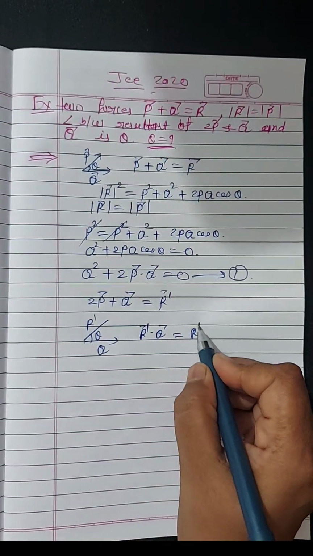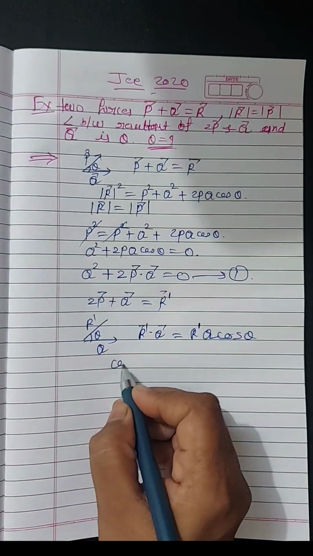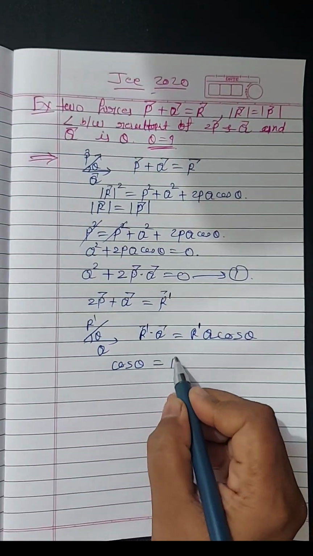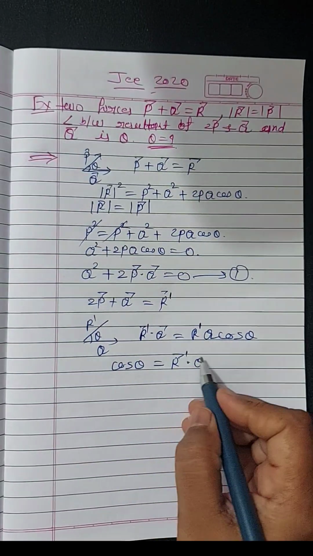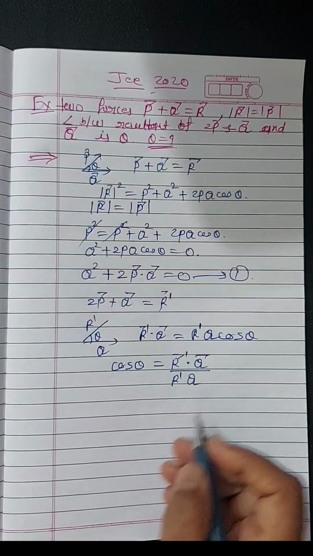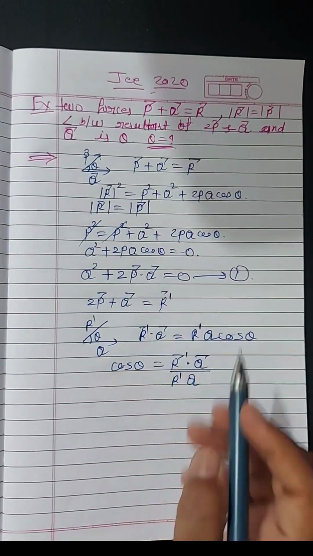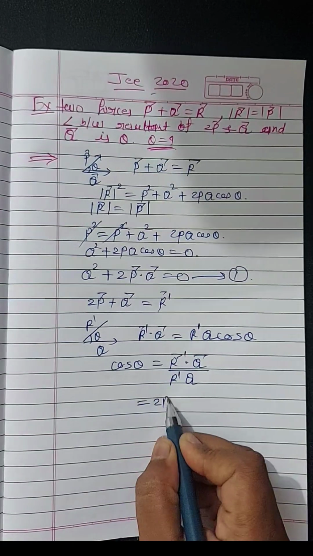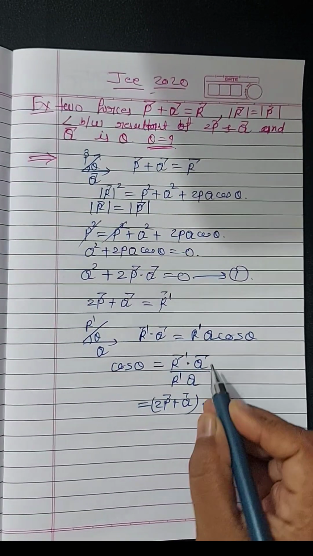Now, by taking the dot product of R dash and Q, so R dash vector dot Q equals the magnitude of R dash, magnitude of Q, cos theta. So from here, cos theta is equal to vector R dash dot vector Q divided by the magnitude of R dash and Q. What is this R dash vector? It is the resultant of 2P and Q. So we can write here 2P plus Q vector dot Q vector.